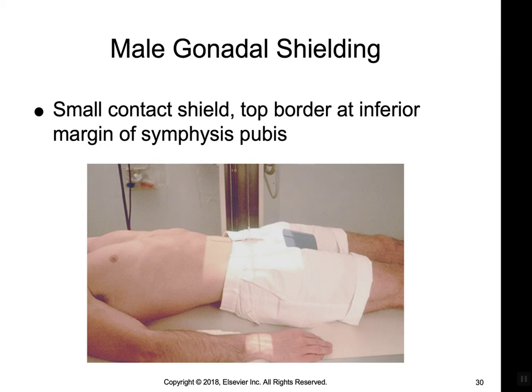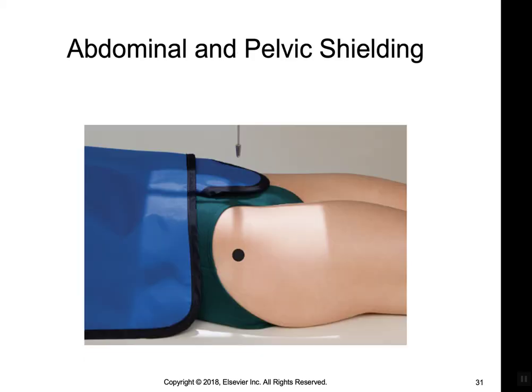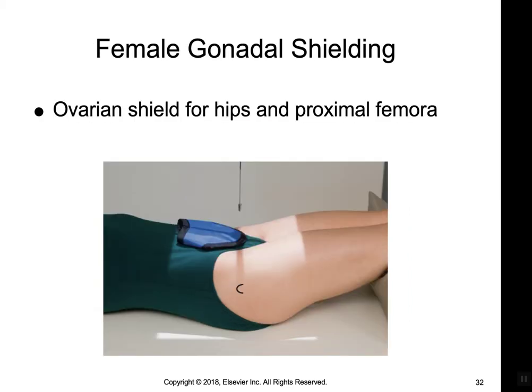So this is a small contact shield. It's the top border at the inferior margin of the symphysis pubis for a male. And this is abdominal and pelvic shielding. This is if they are taking a picture of the hip. A lot of people don't use it because, again, you can cut off anatomy that the radiologist wants to see. But it should be available and can be used.